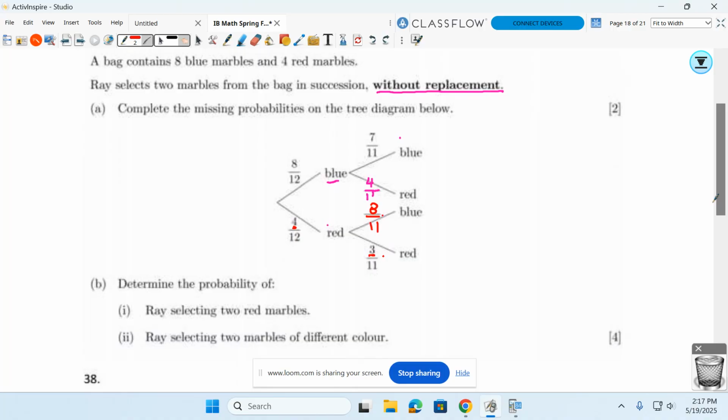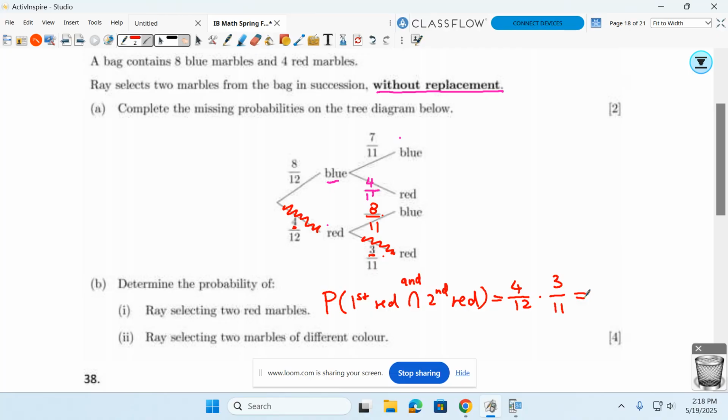Determine the probability of Ray selecting 2 red marbles. So we're thinking about the probability that the first one is red and the second one is red. Notice how when we have "and," we multiply. There's only one way of getting red and red, on the same branch, so we multiply. That's going to be 4 over 12 times 3 over 11.